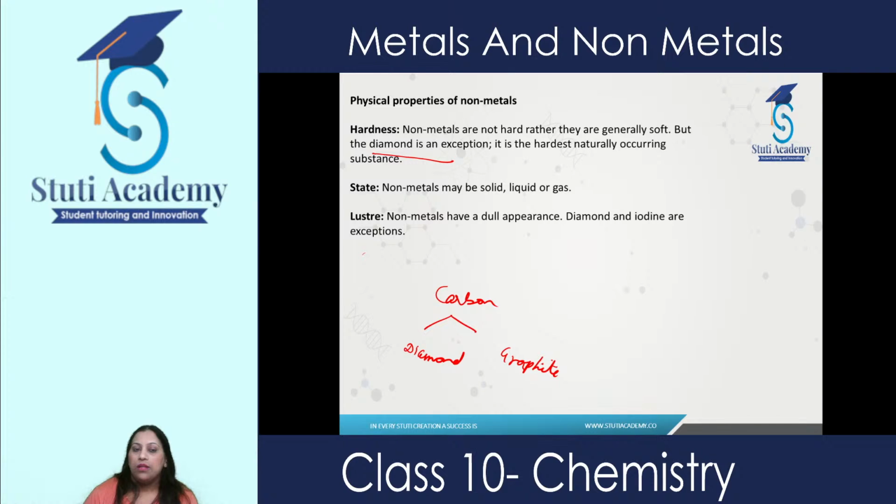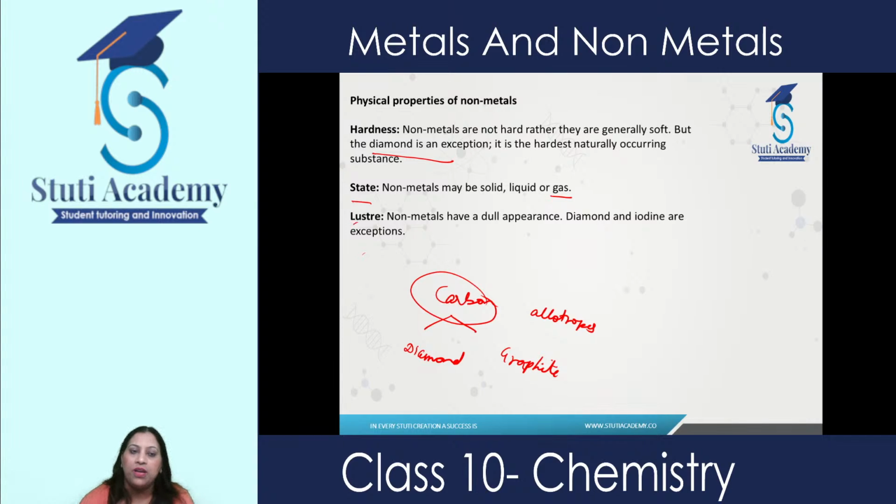So these are the two allotropes of carbon, and diamond is considered to be the hardest substance known. Apart from diamond, all other non-metals are very soft and brittle; we can easily break them. Then we are talking about state. Non-metals exist in solid state, liquid state, and gaseous state, like oxygen and nitrogen, which exist in gaseous state.